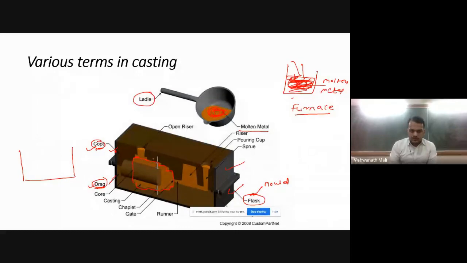Then suppose this is made with the pattern. Pattern we are going to study in the next slide. What is pattern? With the help of pattern, we have prepared the mold. Then we need to pour the molten metal. We will pour the molten metal here. We are pouring the molten metal.